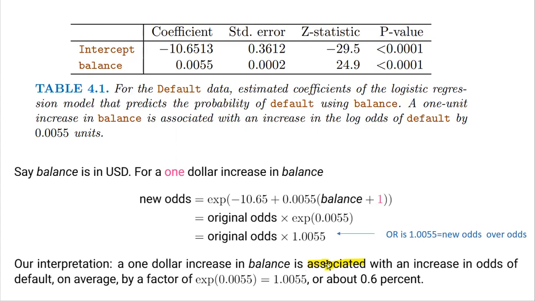I highlight in yellow just to emphasize, I can't emphasize enough to you guys that when you're interpreting by default, these are not cause and effect interpretations. It's not saying if we increase $1, that will cause the odds to increase by a factor of about 0.6%.